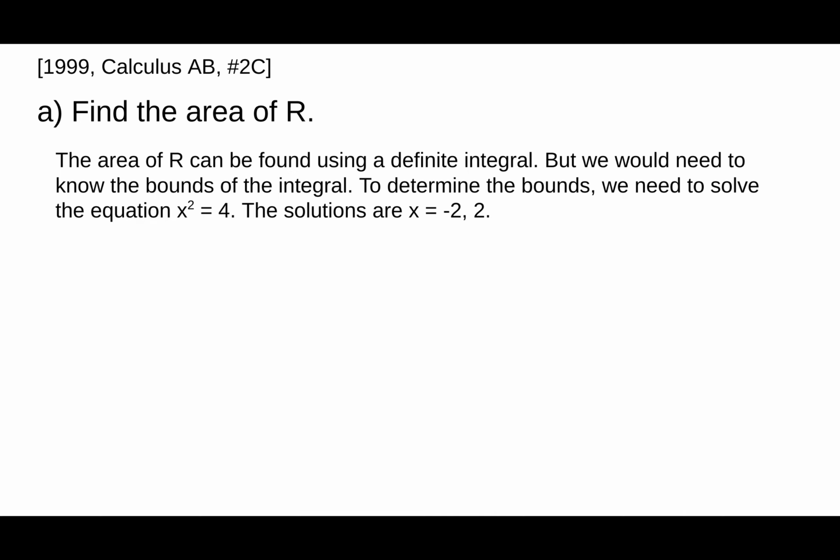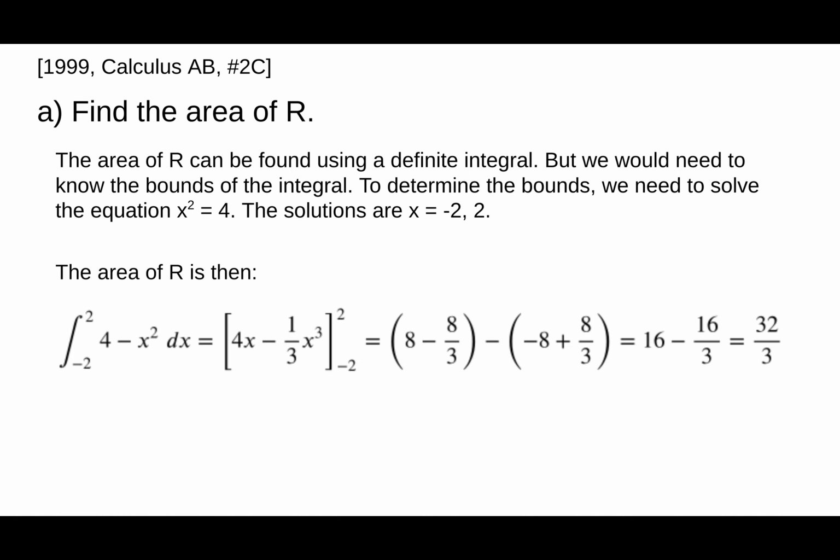In the question stem, we're not given what the bounds of the integral would have to be, so we have to find those ourselves. And in order to find the bounds of the integral, we have to figure out where the two graphs intersect. So the area of R can be found using a definite integral, but we need to know the bounds of that integral. And to determine the bounds, we have to solve the equation x squared equals 4. Fairly easy enough. The solutions to that equation are x equals -2 and x equals +2.